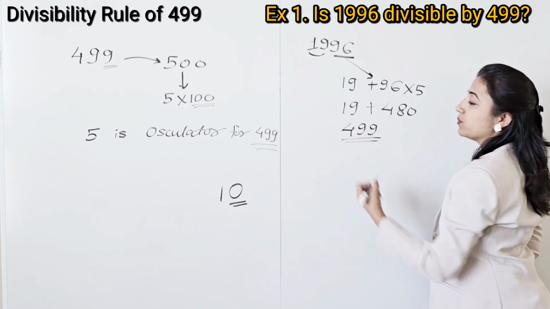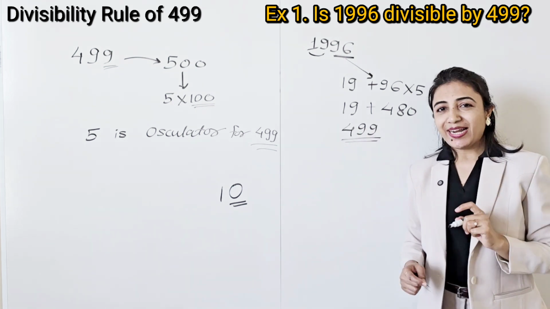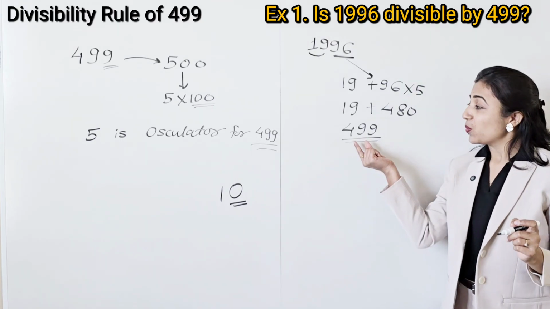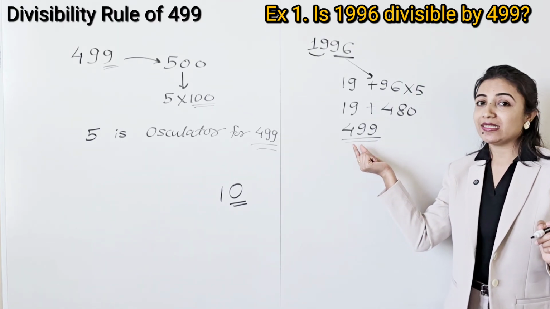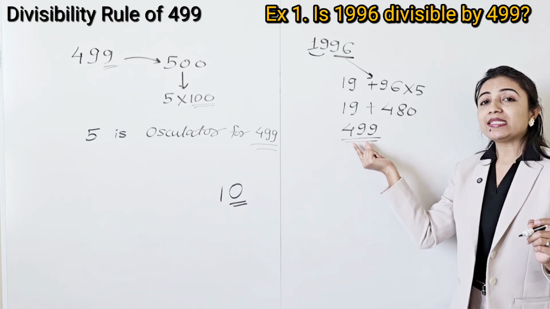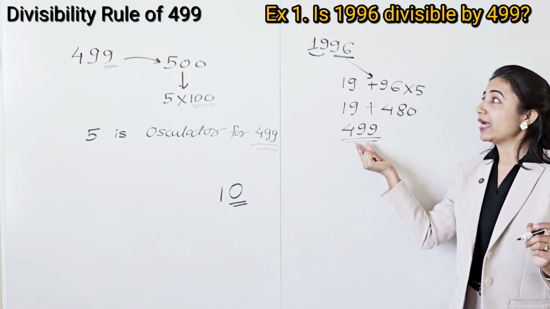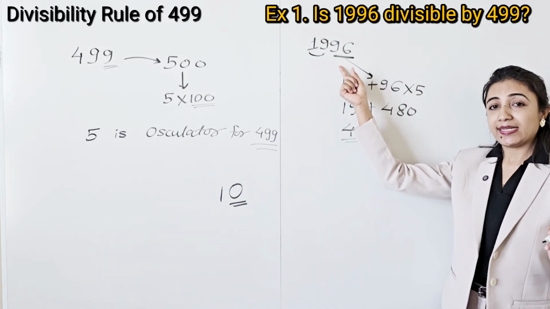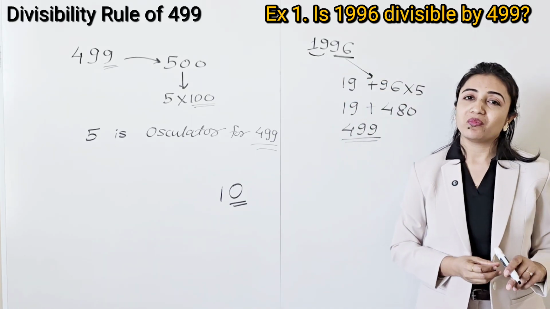So the answer is 499. Is 499 divisible by 499? Yes, it is. So 499 is divisible by 499. That means our original number, 1996, is also divisible by 499.